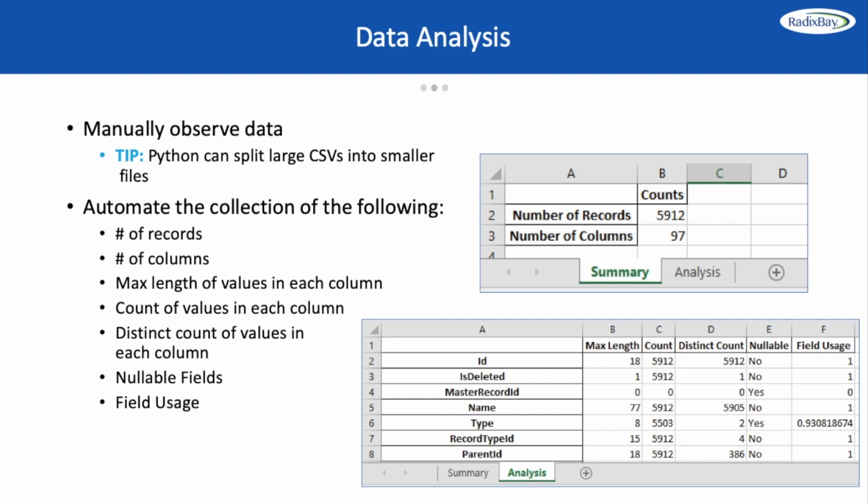Then I used Python to automate the collection of data analysis. I have provided a list of some of the analysis you can automate. For example, you can get the number of records, the number of columns, the count of values in each column. You can even check if a field is nullable or not. Here is an example of a file that's generated when I run my data analysis tool. I will demo that later on in the presentation.